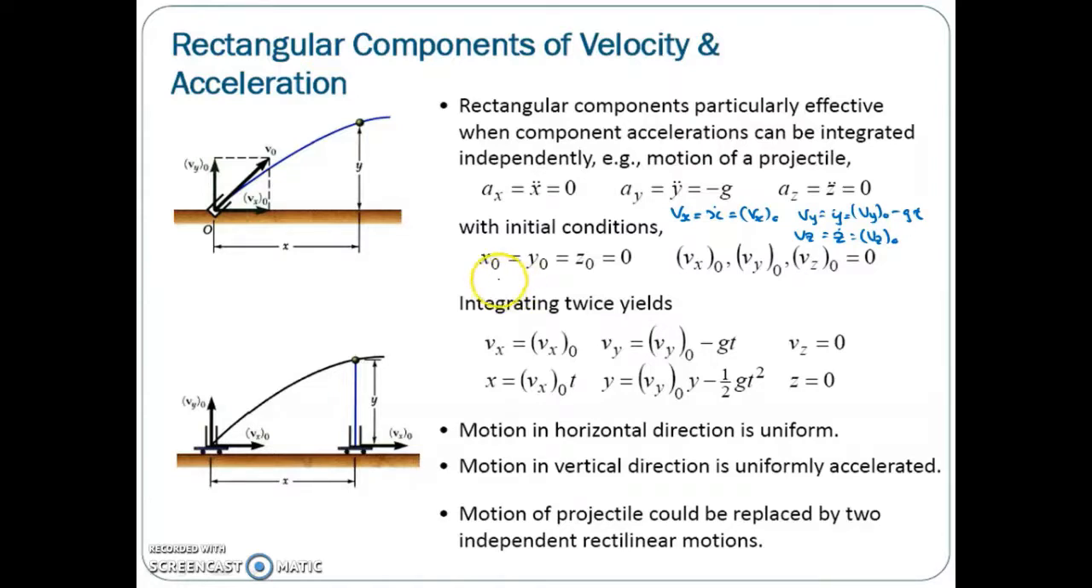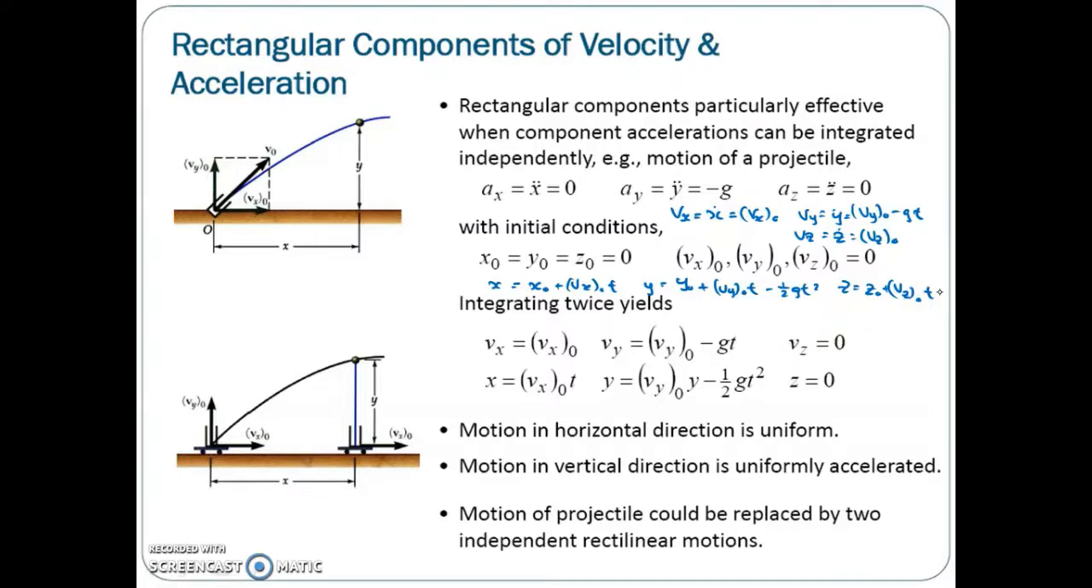Right, if we integrate another time, we will have our position equations. We will have our x equals x naught plus Vx naught t. Our y position will be y naught plus Vy naught t minus 1 over 2 gt squared, and our z position will be z naught plus Vz naught t.